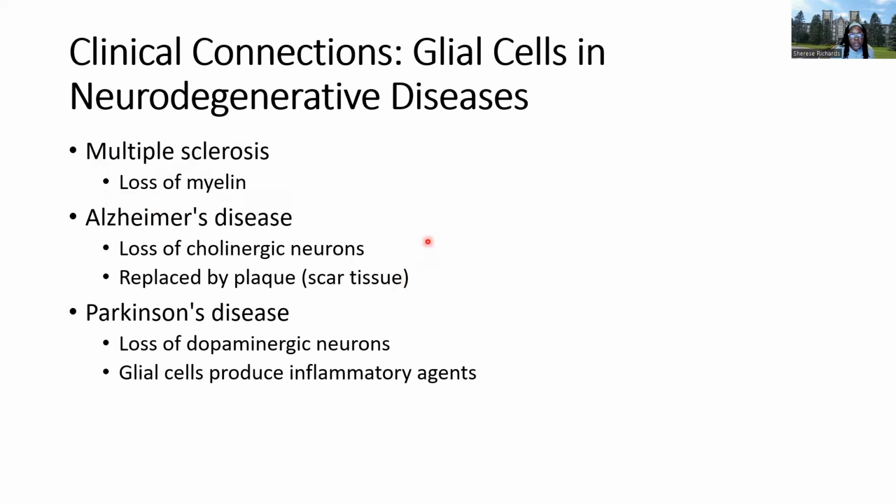Alzheimer's and Parkinson's are two other clinical diseases that we see that are regarding glial cells. Alzheimer's is specifically a loss of cholinergic neurons, so neurons that release acetylcholine, and that is typically replaced by scar tissue. So you'll typically see the brain shrink in size as we lose a lot of that nervous tissue, and that is because we simply lose neurons. We lose the amount of neurons.